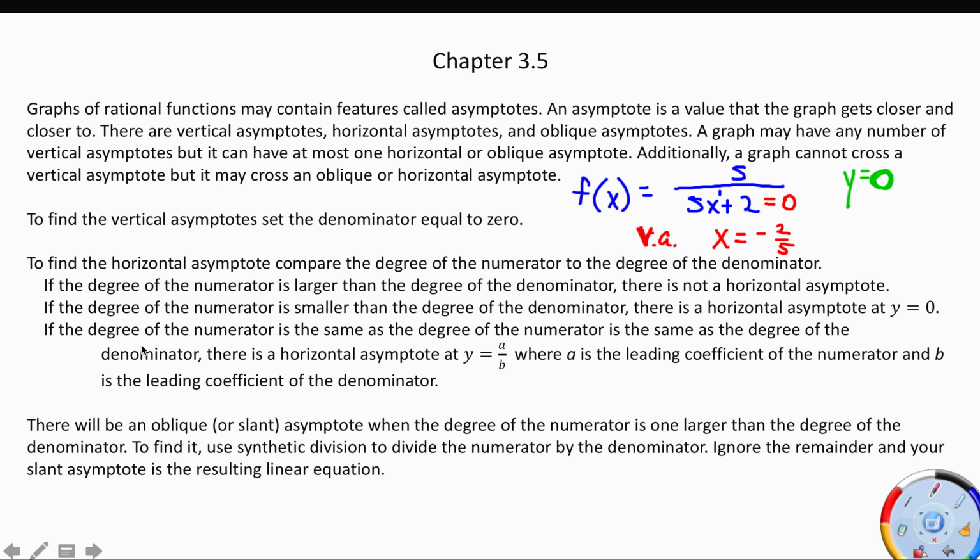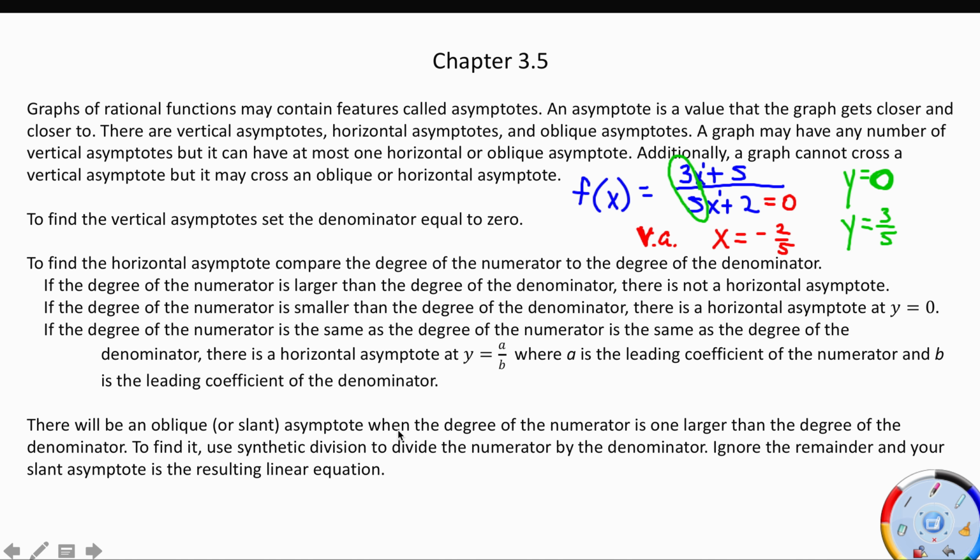If the degree of the numerator is the same as the degree of the denominator, in other words, like this, the degree of the numerator and denominator are both 1, then there is a horizontal asymptote at y equals whatever the coefficients of those degrees are, 3/5. Okay.